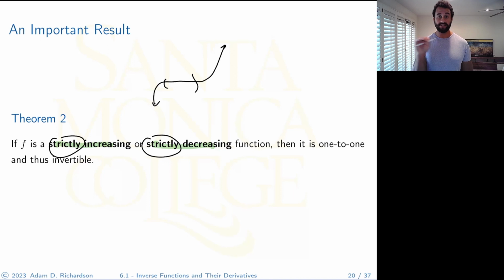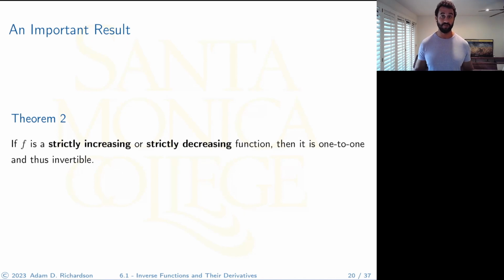In essence, it doesn't pass the horizontal line test, right? Because if I draw a horizontal line right through here, it's going to touch the graph at infinitely many points. So it's definitely not invertible. This is a really handy, really important result: if you know that your function is strictly increasing or decreasing, then it's guaranteed to be invertible. We're going to use it when we start talking about the logarithm and the exponential function.